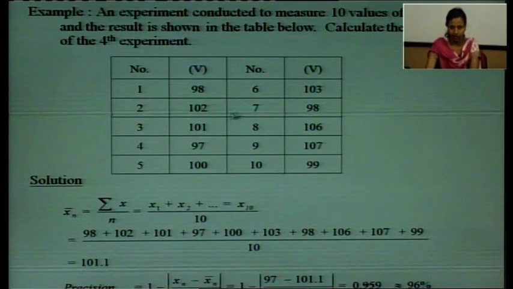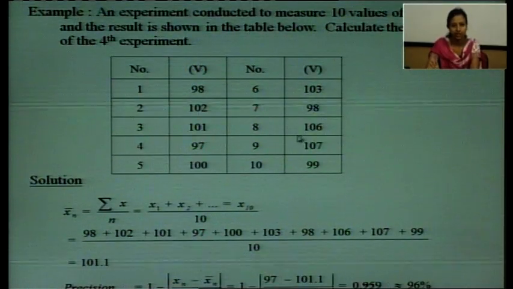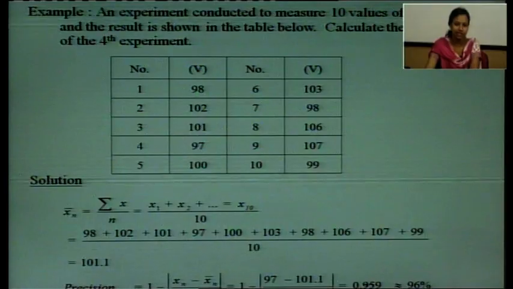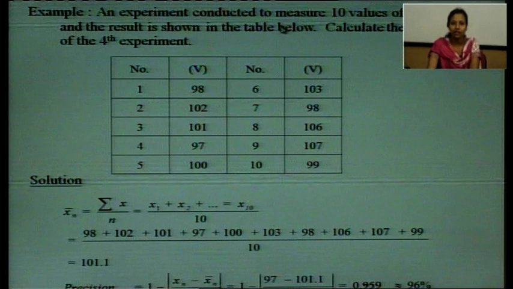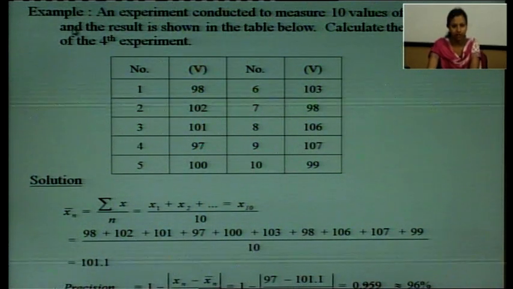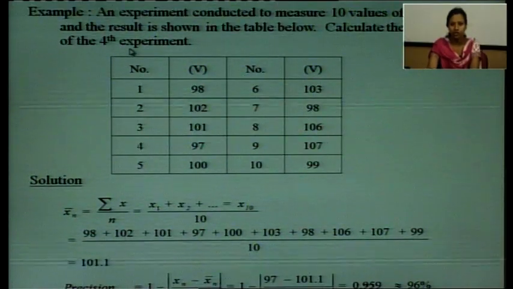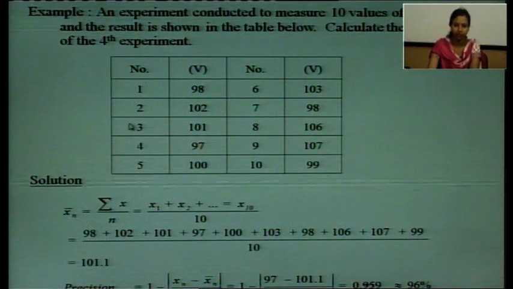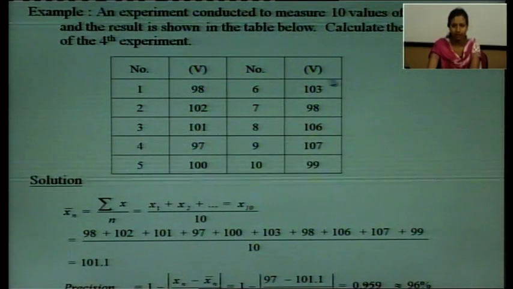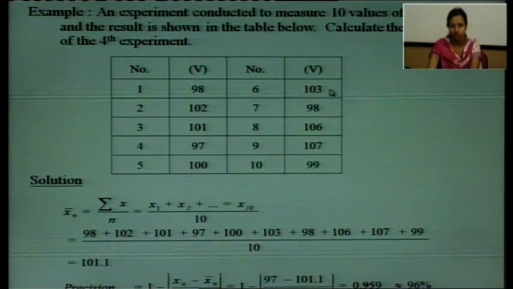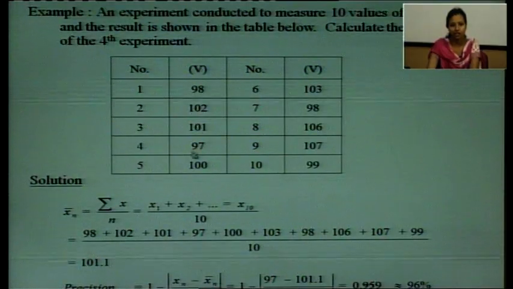The next numerical is like the previous numerical, where we calculate the precision in a measurement. It is exactly the same. An experiment is conducted to measure 10 values of the voltage and the result is shown in the table below. Calculate the accuracy of the fourth experiment. These are the number of experiments, 10 experiments we did. These are the values we get from each measurement. So we want to calculate the precision in this measurement.